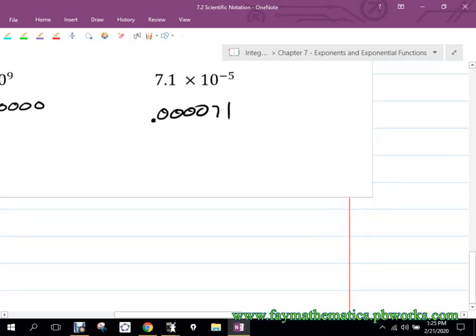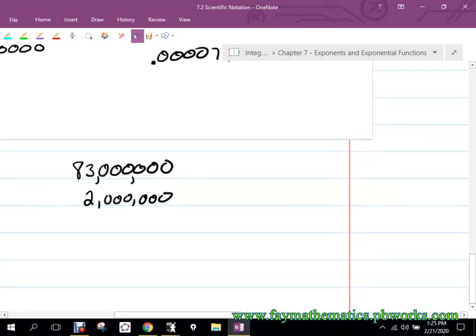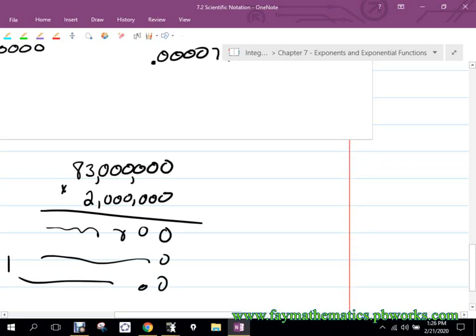Here's the benefit of this, guys. If I were to write this number, 83000000, so that's 83 million, and I ask you to multiply it by 2 million, would you want to do that, like third grade, put my zero down, multiply all my stuff through, and do all that, and then add those things up? No. Wouldn't you rather rewrite this as 8.3 times 10 to the 7th, and this as 2 times 10 to the 6th? Does that make sense? Okay.